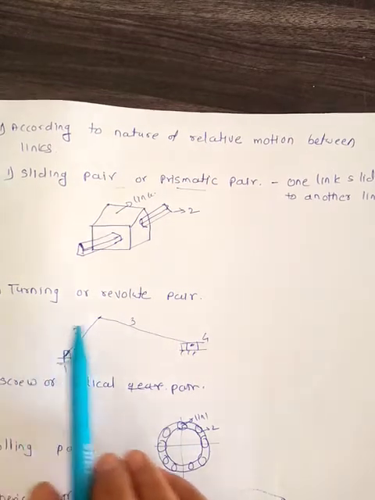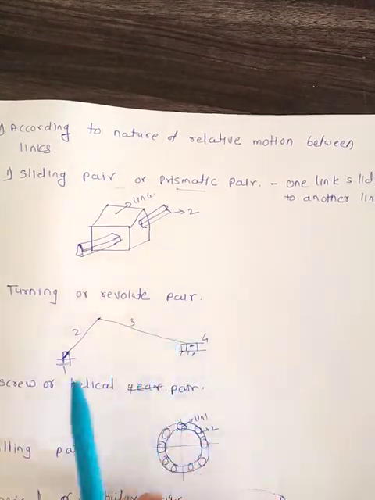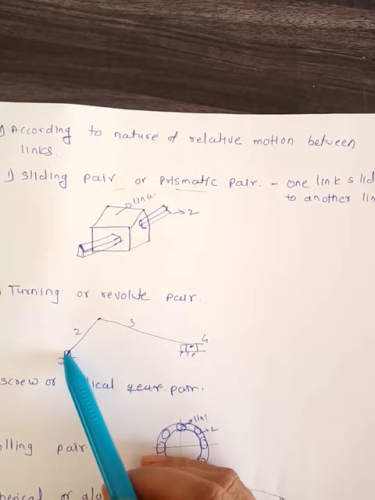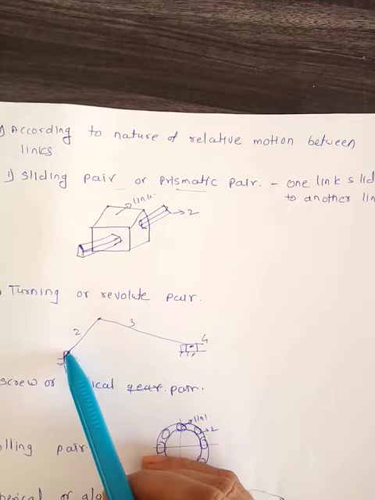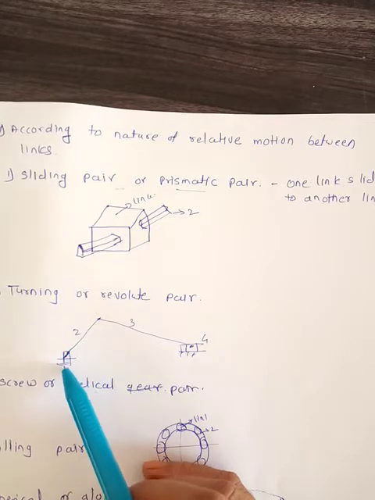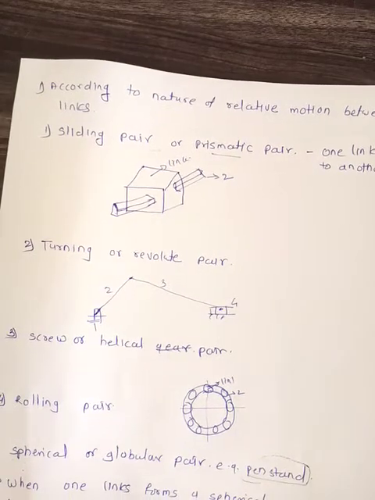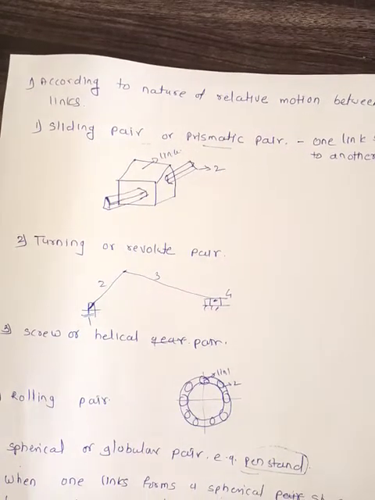Second is the turning or revolute pair. Suppose this is link 1 and link 2. In these two links turning motion will be transmitted, so it is called a turning or revolute pair. Third is the screw or helical pair.